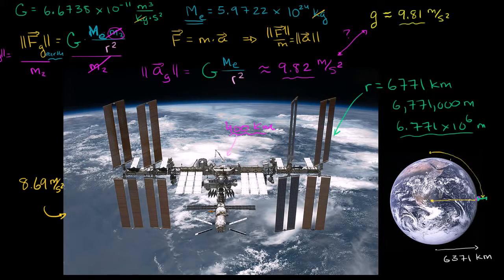And in the next video, we'll figure out how fast it has to travel in order to stay in orbit, in order for it to not plummet to Earth due to the force of gravity, due to the acceleration that is occurring, this centripetal, this center-seeking acceleration.